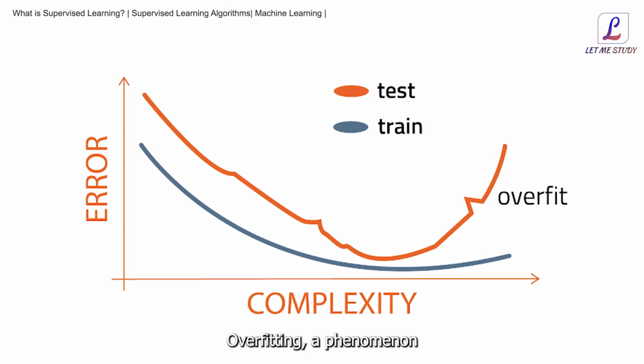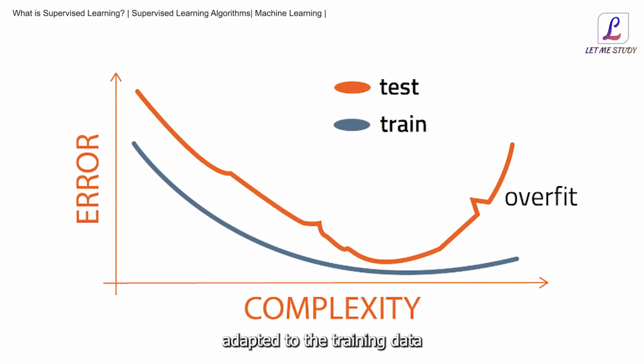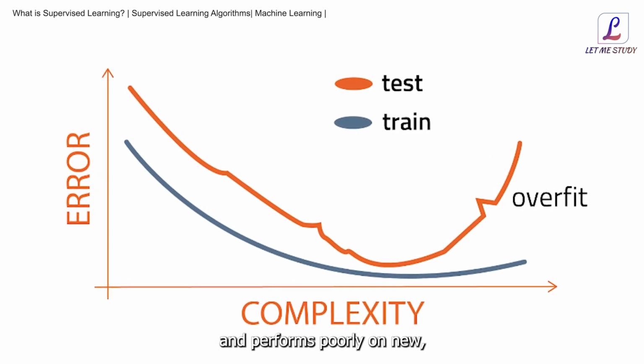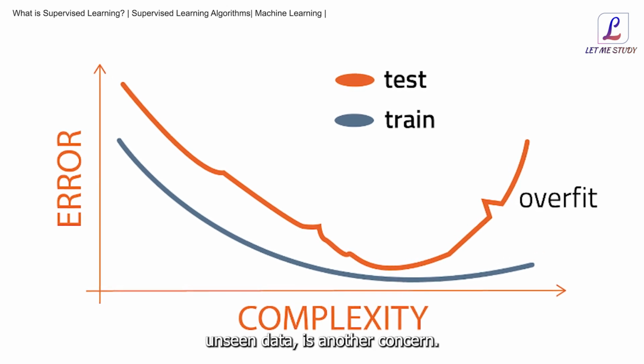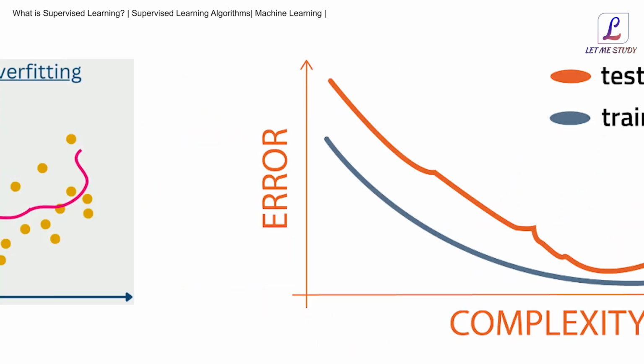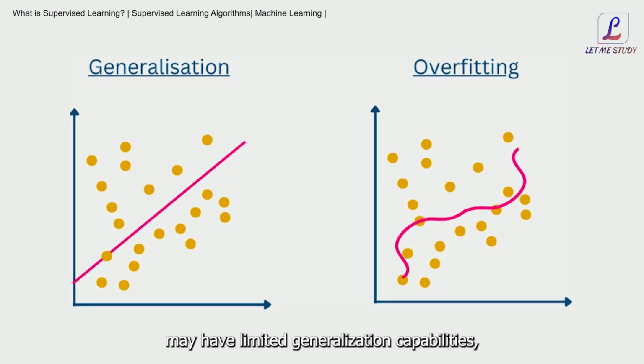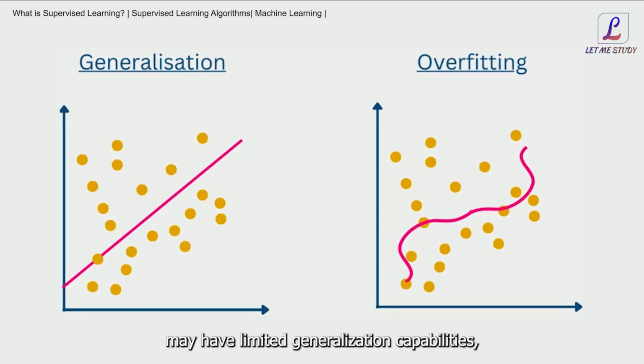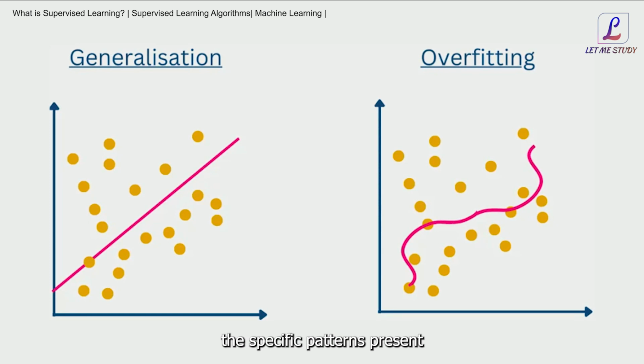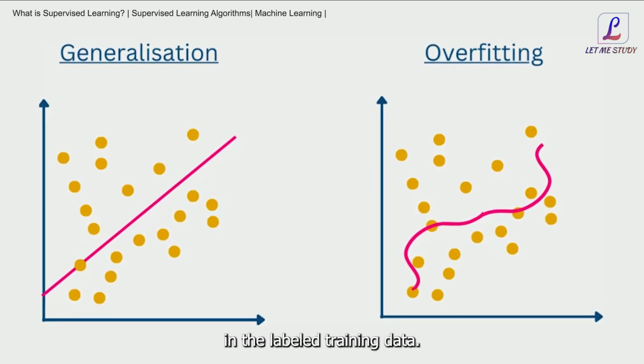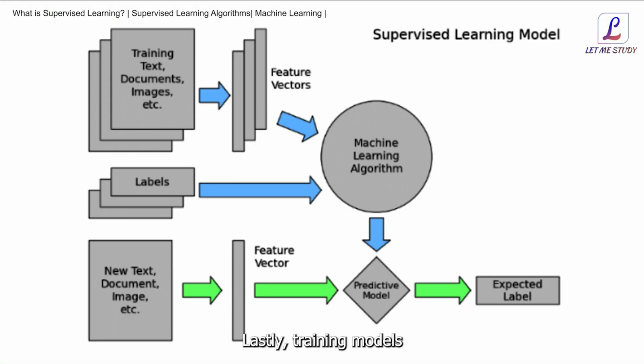Overfitting, a phenomenon where a model becomes too closely adapted to the training data and performs poorly on new, unseen data, is another concern. Additionally, supervised learning may have limited generalization capabilities, as it relies heavily on the specific patterns present in the labeled training data. Lastly, training models in supervised learning can be resource-intensive in terms of time and computational requirements.